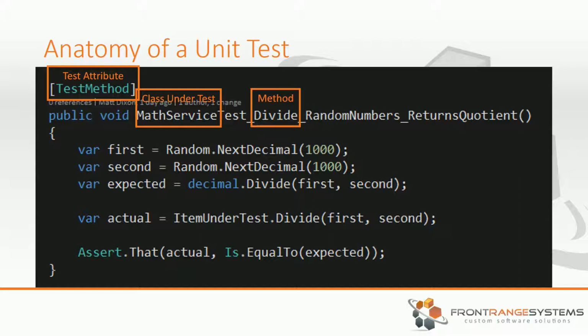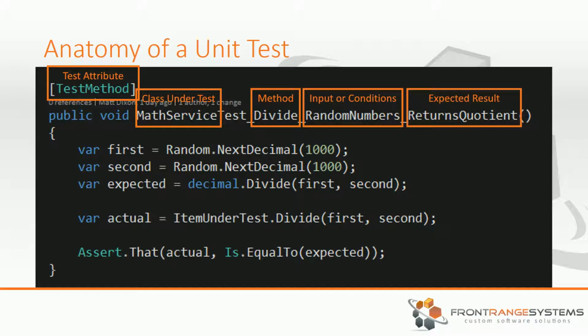so that we know what we're testing. Then the next section there is the method that is under test. So in this case it's Divide. So we're going to test a Divide method. The next thing we're looking at is the input conditions. So in this case we're using random numbers. If we see in the first and second lines there, we have two variables named first and second, and they're getting a decimal value. And then if we notice on the next to last line, we have itemUnderTest.Divide, and we're passing in that first and that second. So those are the numbers that we're passing in, and we're designating that those are going to be random numbers. And then the last section of the unit test function name is the expected result. So we expect it to divide properly and return the quotient.